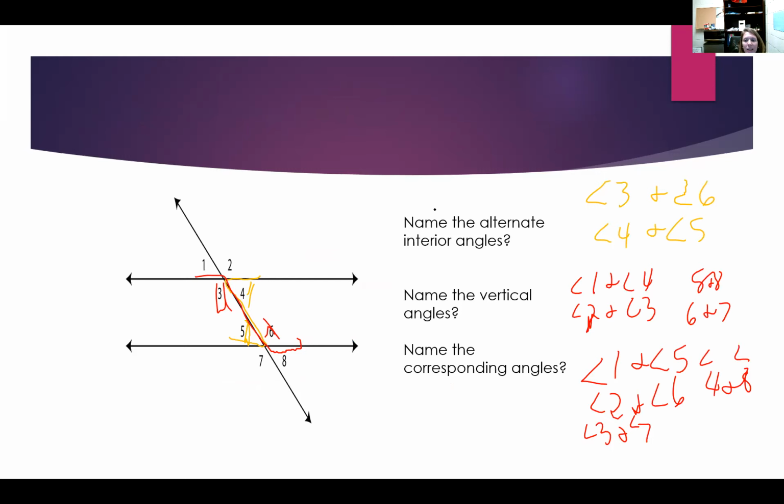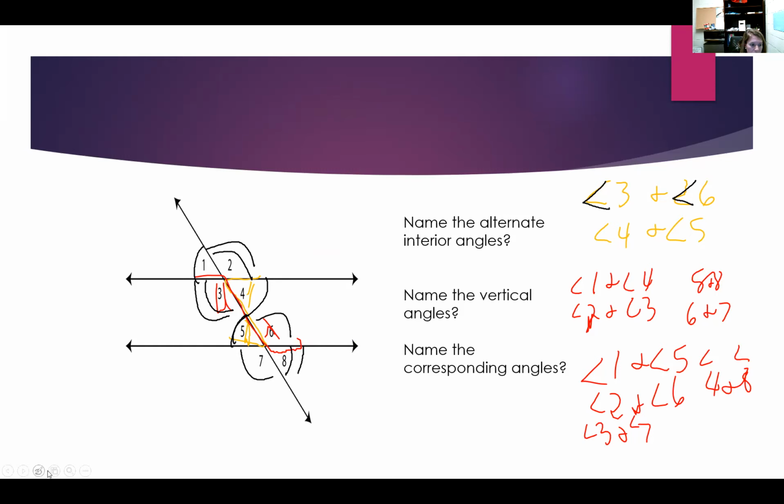All right, so if you want to name the alternate interior angles here, the alternate interior would be angle 4 and angle 5, and then angle 3 and angle 6. Those are equal. The vertical angles would be the ones across from each other. So angle 1 and angle 4, angle 2 and angle 3, angle 5 and angle 8, and then angle 6 and angle 7.